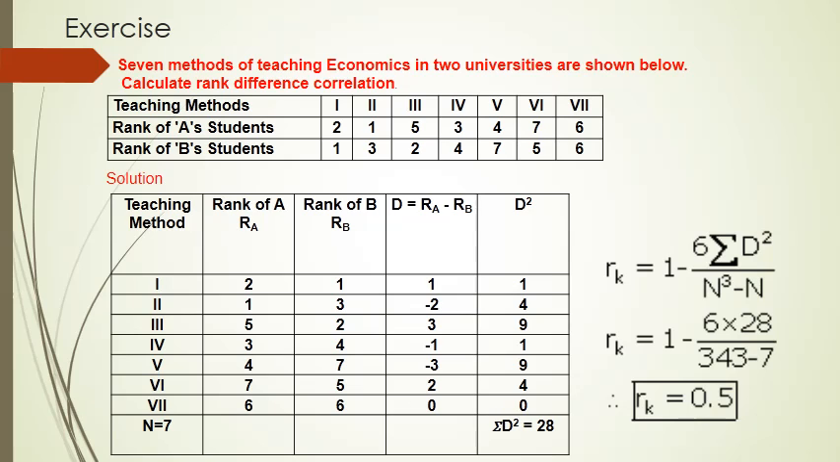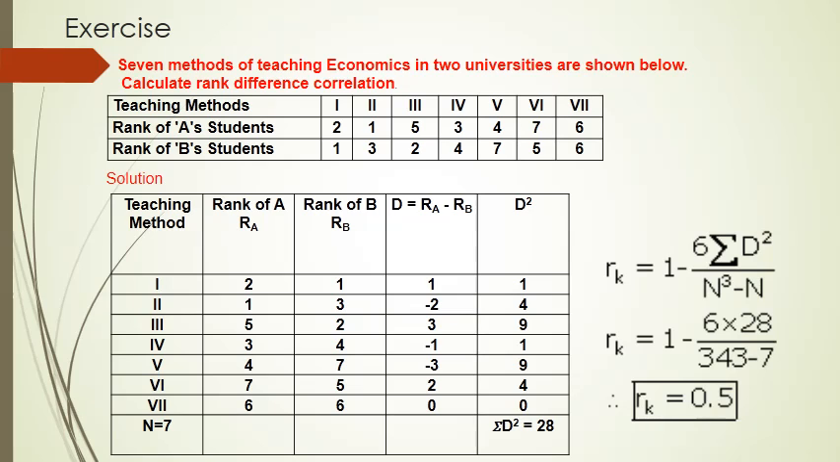RA minus RB: 2 minus 1 is 1, 1 minus 3 is minus 2, 5 minus 2 is 3, 3 minus 4 is minus 1, 4 minus 7 is minus 3, 7 minus 5 is 2, 6 minus 6 is 0. Now the square of the differences: 1 square is 1, 2 square is 4, 3 square is 9, 1 square is 1, 3 square is 9, and 2 square is 4. The summation of d square is 28.